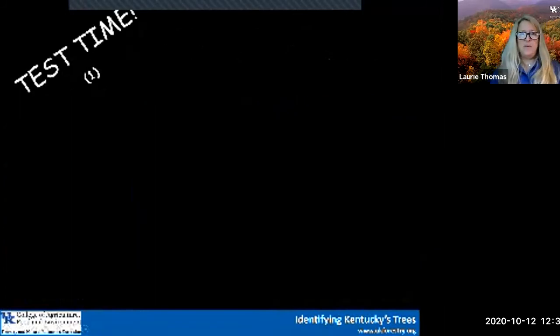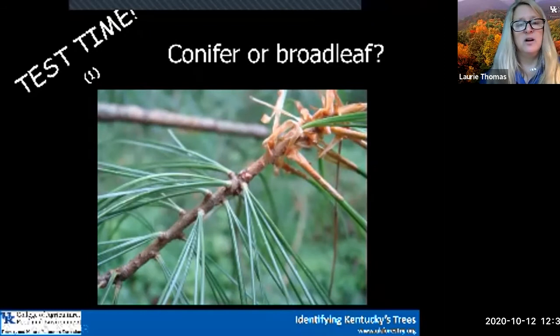All right. Hope everybody remembers all that. We've got a test time. Let's see how well you'll do. Granted, I can't see any answers here, but you all can be saying them out loud. Our first question, is this a conifer or a broadleaf?